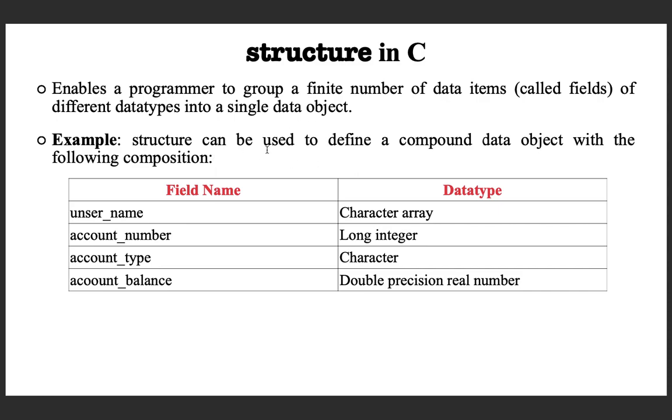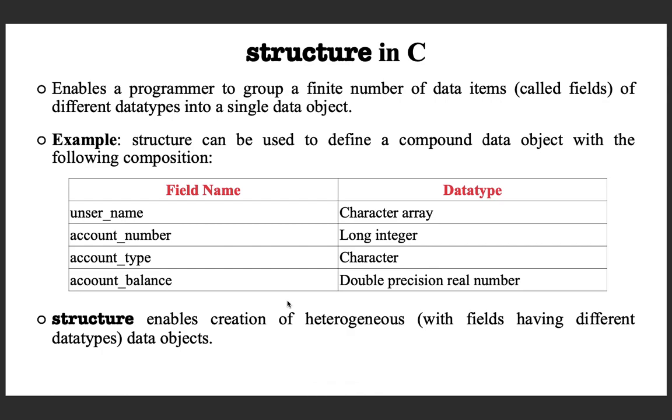Within the compound data structure, you can have a field username, which is a character array, and within the same data object you can have another component, account number, which is a long integer, and the third field or member is account type, which is a character, maybe SB account or current account, just a character used to indicate which kind of account it is. And the last is account balance, which could be a double precision real number.